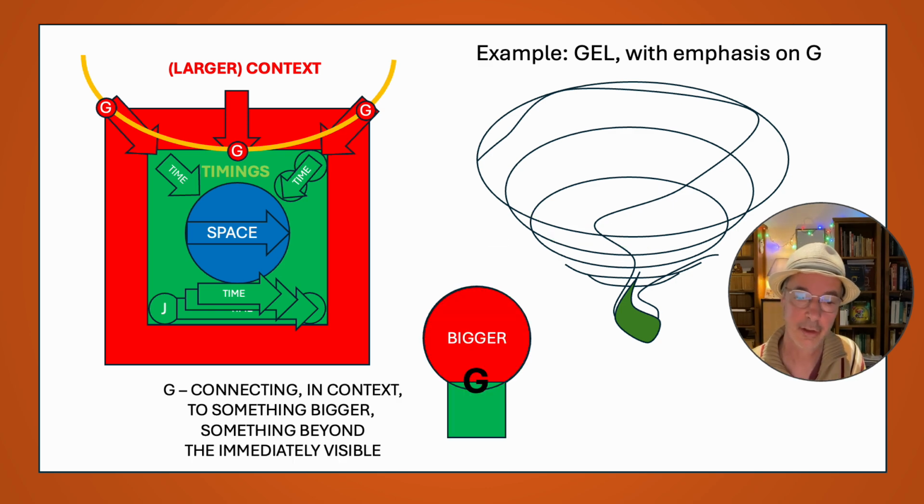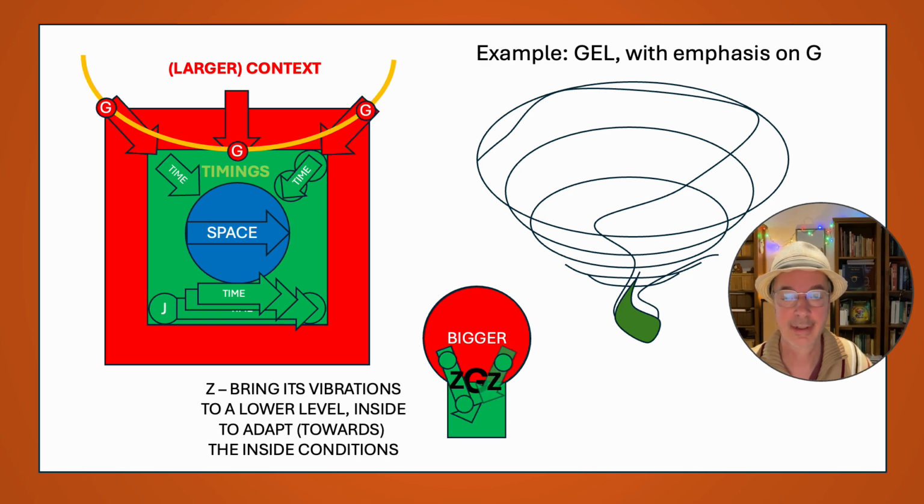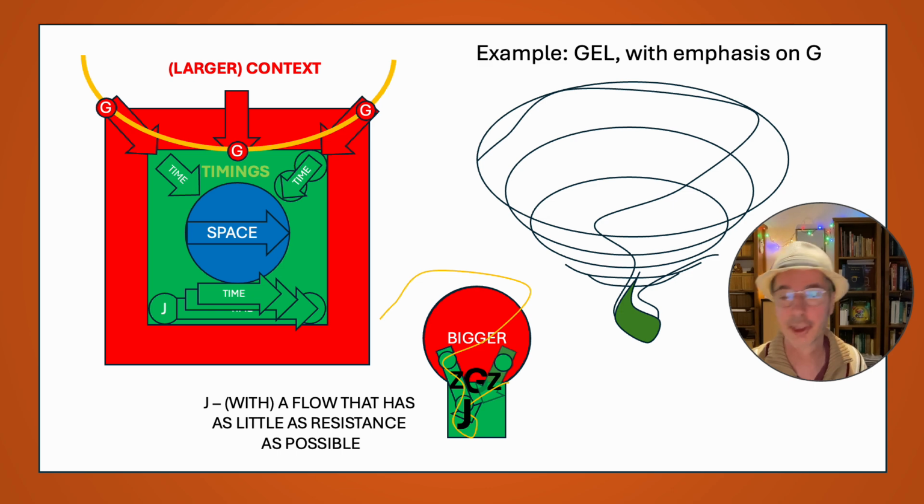And it consists of the G, which makes this bigger contact to something bigger or beyond, what is not immediately visible. The Z brings its bigger vibrations to a lower level to adapt towards inner conditions. That's the signification of Z everywhere, in every word. The J is this flow with as little resistance as possible.